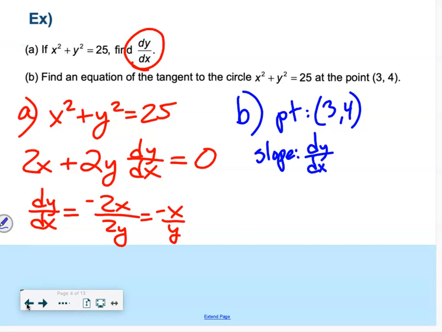Now, I'm going to use fancy notation here. You don't have to. You could just write dy/dx equals. I'm going to write dy/dx evaluated at the point (3, 4) is. So I'm going to plug the point (3, 4) into my dy/dx. Notice when I plug in, I have to use both the x and the y. So what's my slope? Negative 3/4.